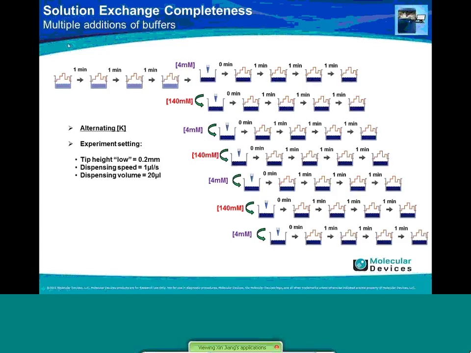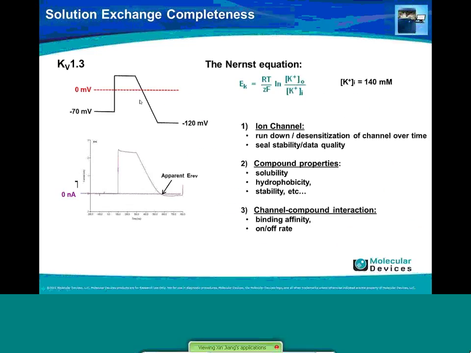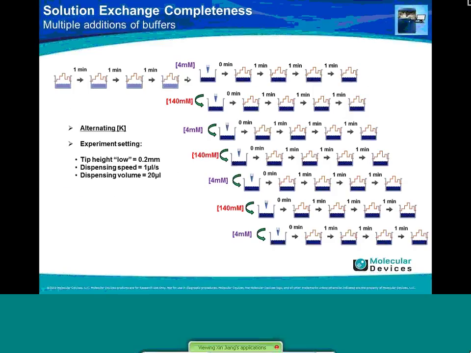The way we do this is we start by doing some baseline recordings of the potassium current using the voltage protocol described here. At the end of the baseline recording, we switch the external buffer from low potassium solution to high potassium solution, then switch back and switch to high concentration again, and we do this multiple times. By monitoring the changes in the reversal potential, we can get a very good understanding of how complete the solution change is. In this particular experiment, we're dispensing a volume of 20 microliters of the external buffer of different potassium concentration into the patch plate. The bottom chamber of the patch plate is about 1.5 microliters, so 20 microliters should sufficiently replace the volume in the bottom chamber more than 10 times.